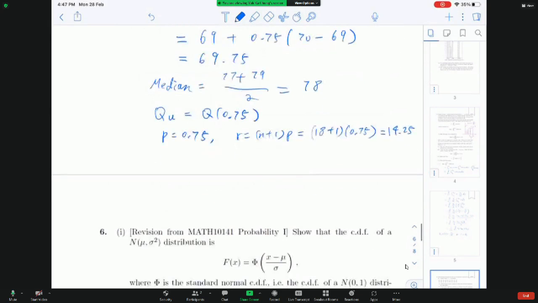So the upper quartile will be obtained as the number which is at rank 14 in the data set, added to the fractional part of the index, which is 0.25, multiplied by the difference between the 14th number and the 15th number.